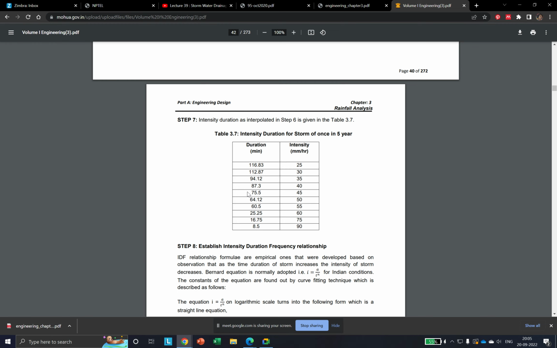Sorry to interrupt you, my screen was not visible. So these durations are calculated by regression, right? It need not be regression alone. Any interpolation method we can use. Regression is one of the easiest methods by which we can do that.